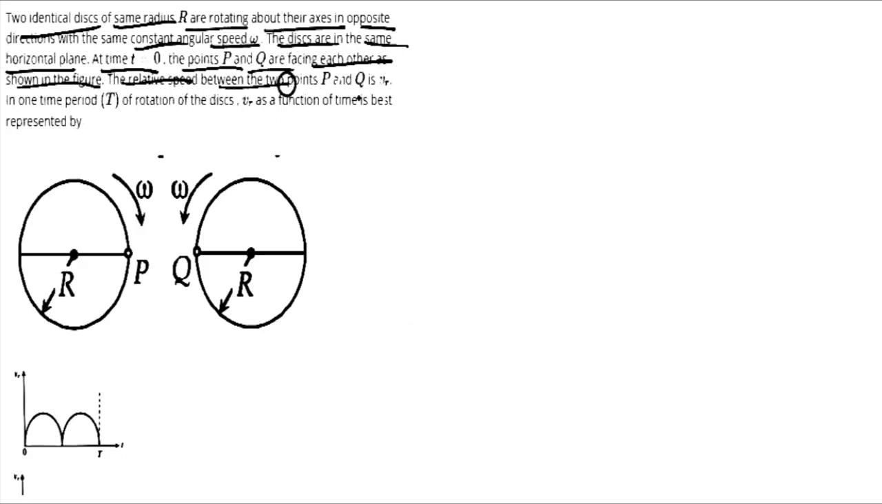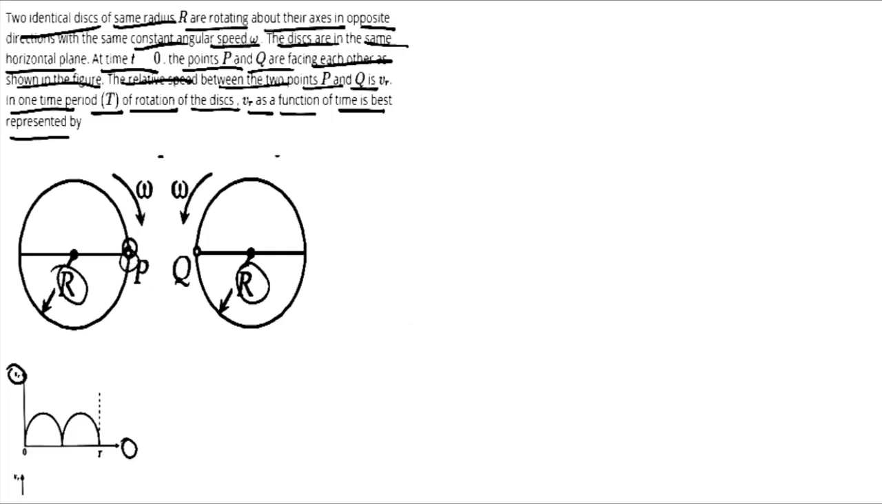The relative speed between the two points P and Q is Vr. Over 1 time period T of rotation of the disk, Vr as a function of time is best represented by which graph? We have a velocity and time graph, and we have to find the best representation. Both disks have the same radius r and move in opposite directions to each other with the same angular speed omega.